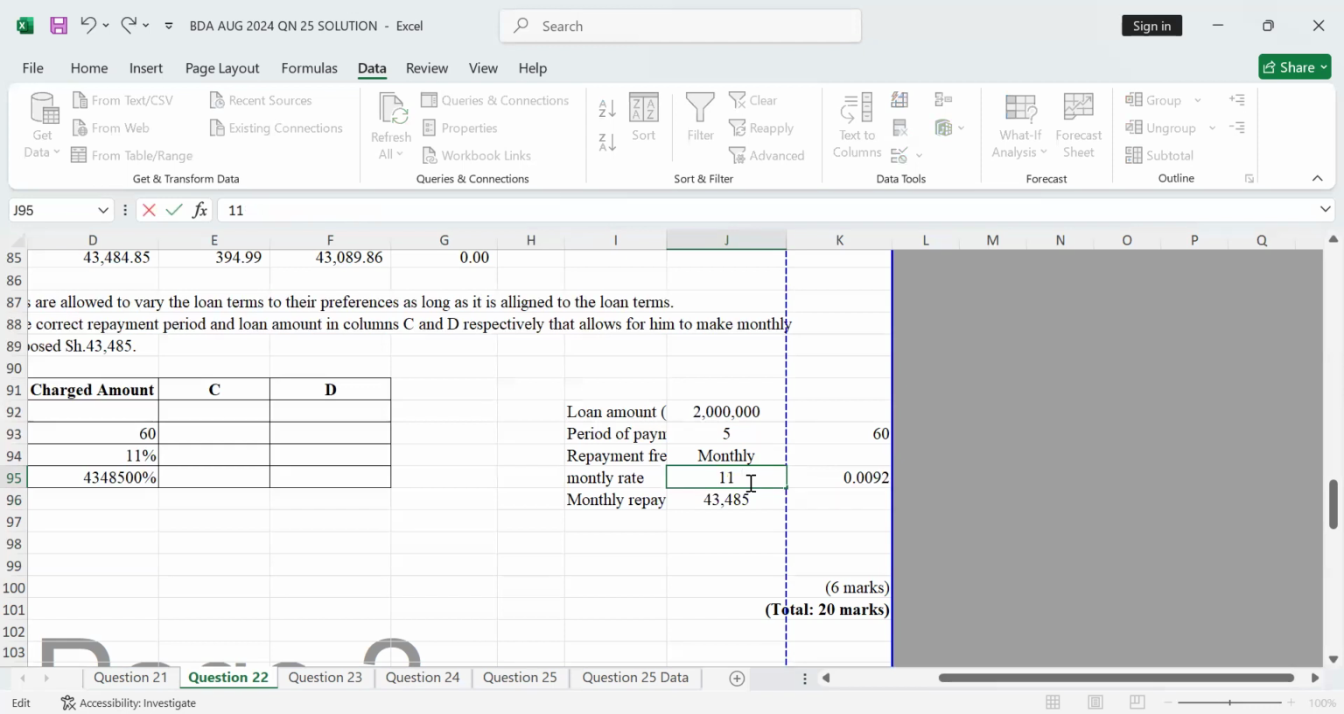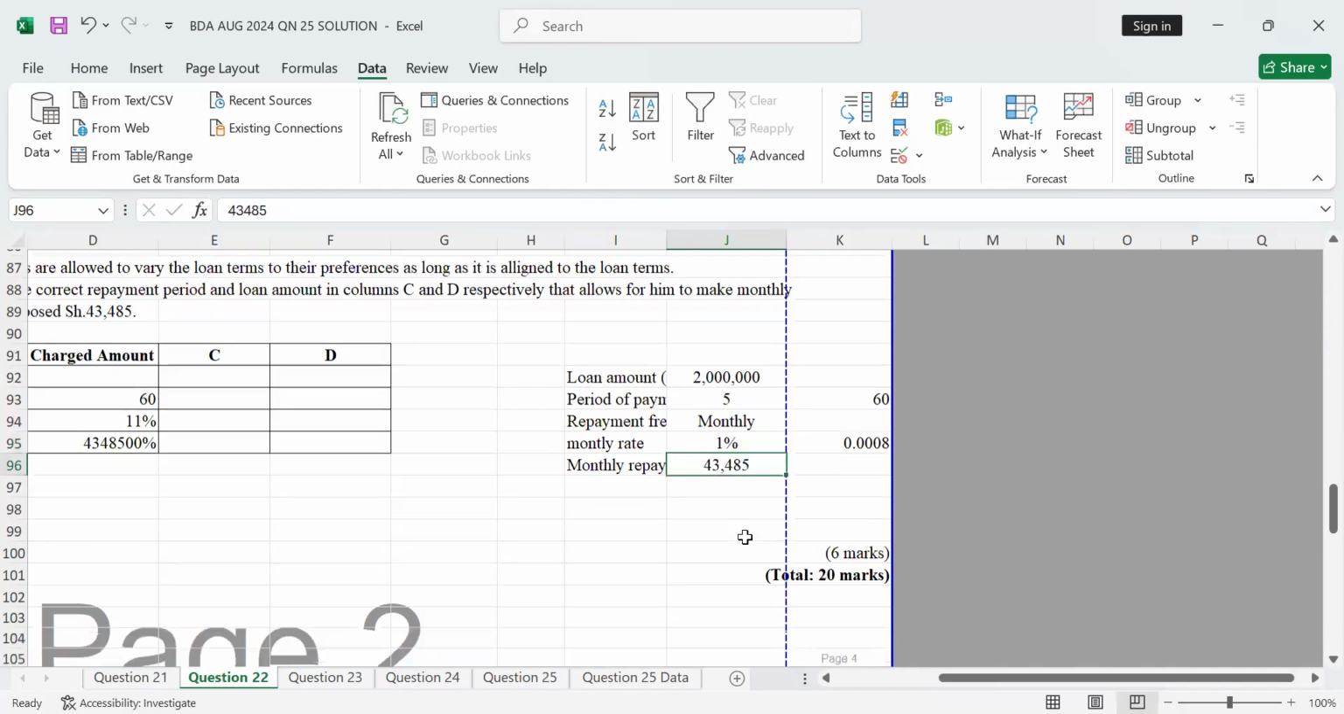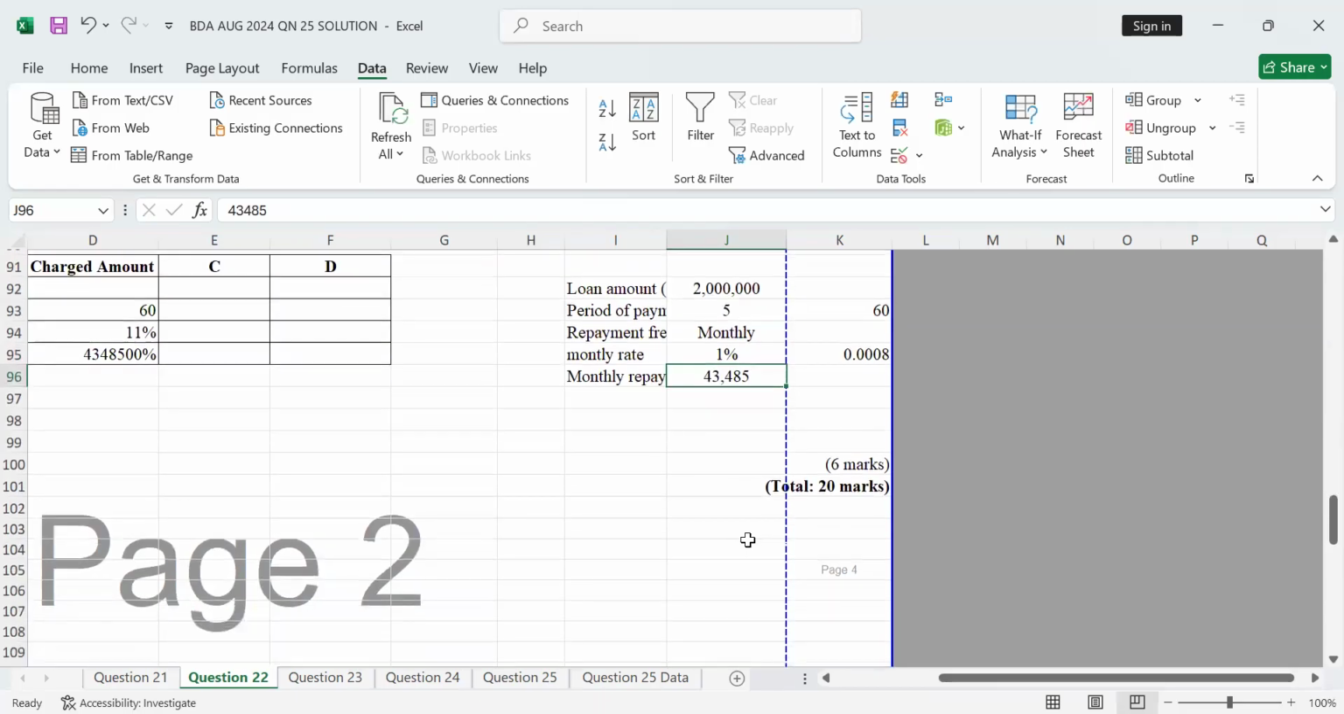Which in this case should be equals 11%. I divide by 12, sorry. That way. That should be around 1%.